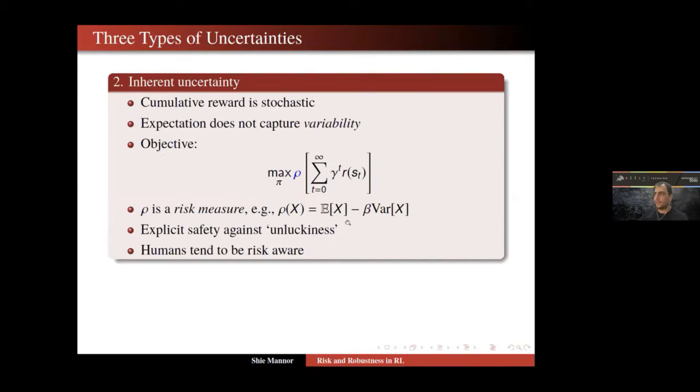So the way we model it is we want to find the policies that maximize some risk measure. In this case, you can think about it like what's known as variance adjusted expectation, but there are many other risk measures you can consider. I just mentioned that humans tend often to be risk aware, either risk seeking or risk sensitive, and risk has been shown time and time again to be an important factor in the decisions that humans are making.